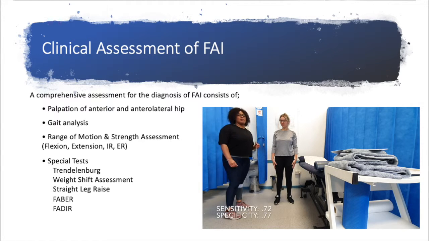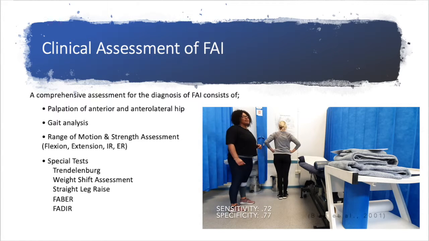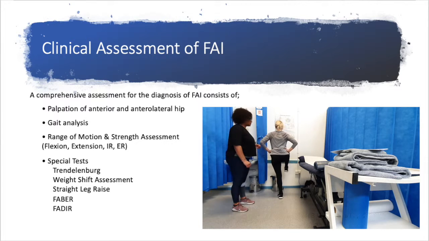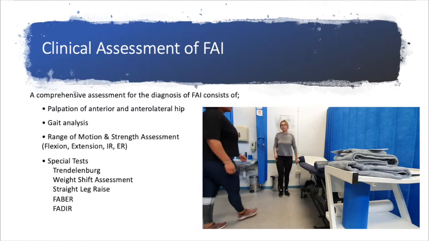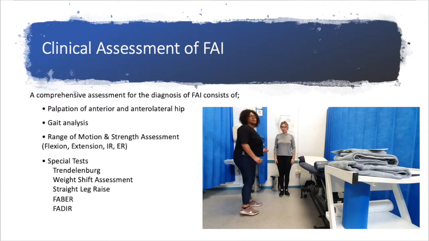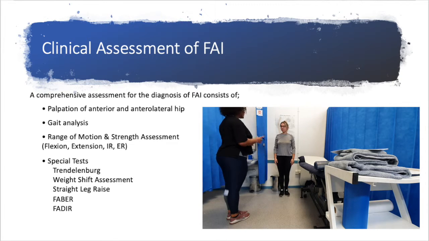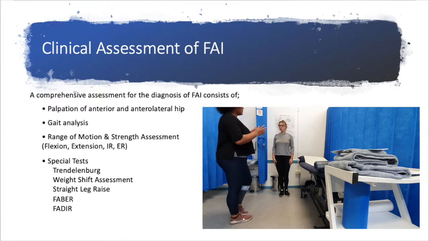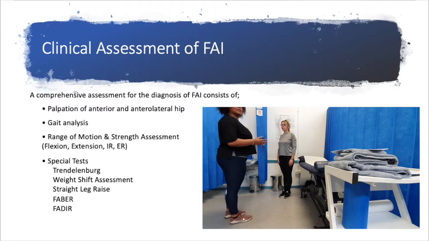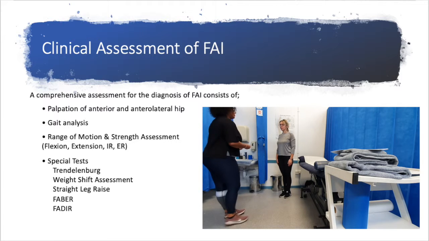The client will then perform the Trendelenburg test. The Trendelenburg test allows the clinician to determine any glute med weakness. In addition to this, the weight shift test can also be performed, which is as simple as observing the client to see whether the weight is on one particular side more so than the other.